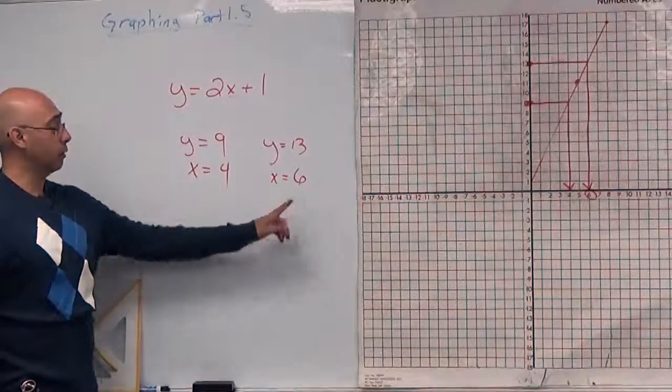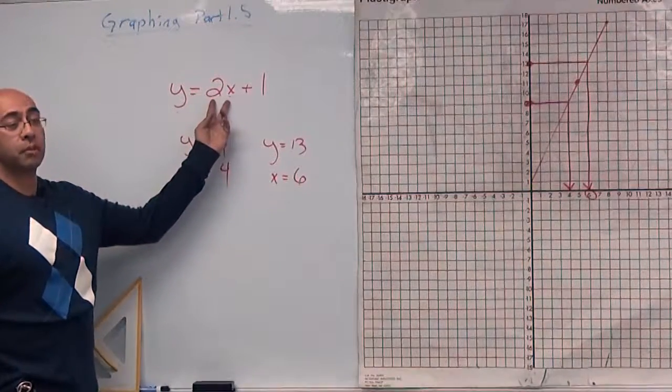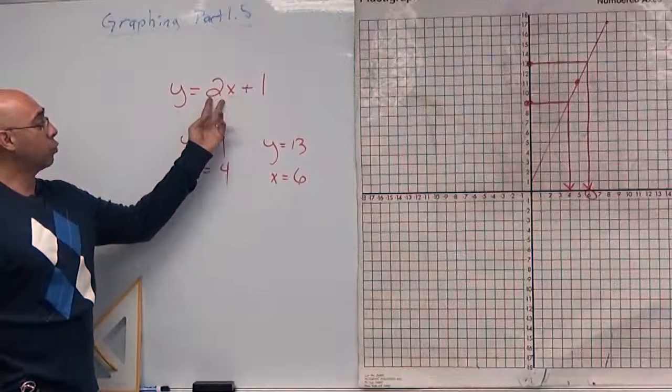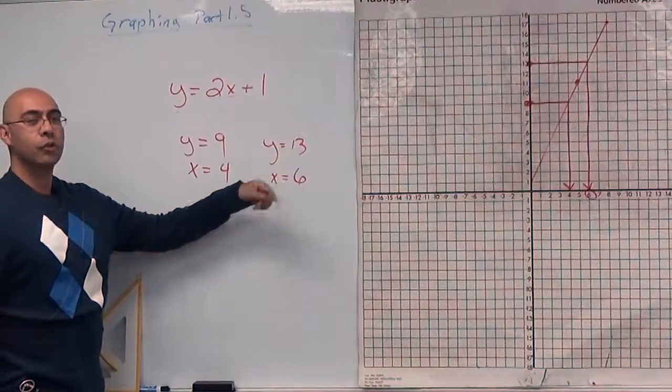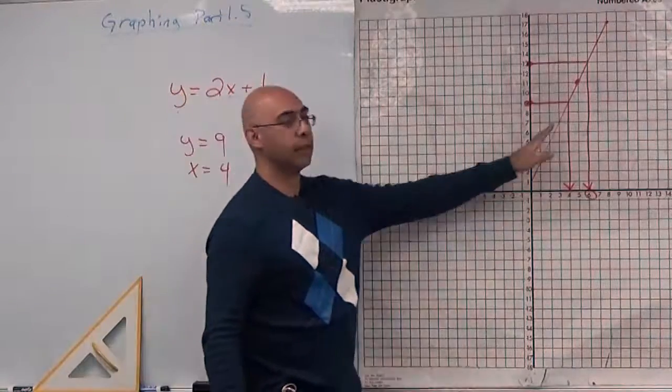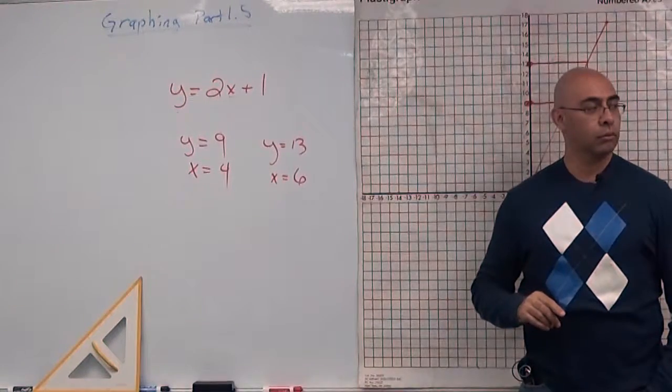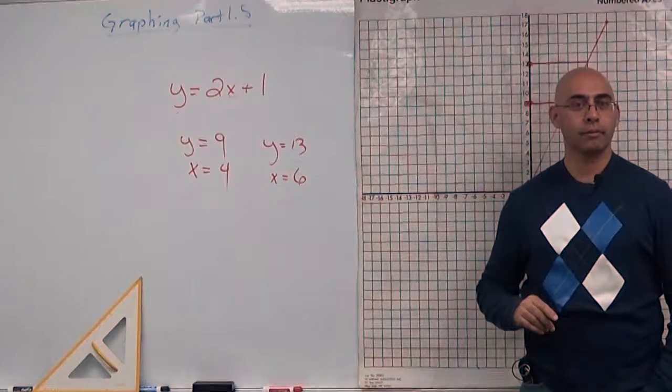Let's check our work. What's 2 times 6? 12. What's 12 plus 1? Oh, that's what it says. It works. So do we understand how to make the line? Yeah. We are done with chapter 1.